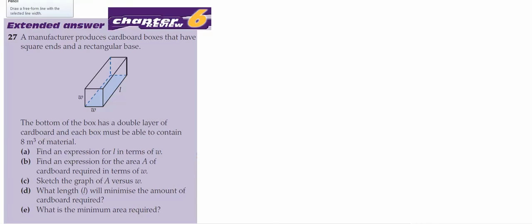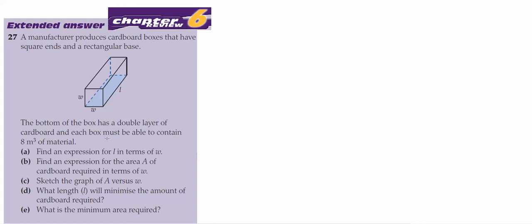This is for Year 12 Methods. It comes out of Chapter 6, the extended answer of the review set. Question 27. A manufacturer produces cardboard boxes that have square ends and a rectangular base. The bottom of the box has a double layer of cardboard, so that's going to affect the surface area of cardboard, but it won't affect the volume.